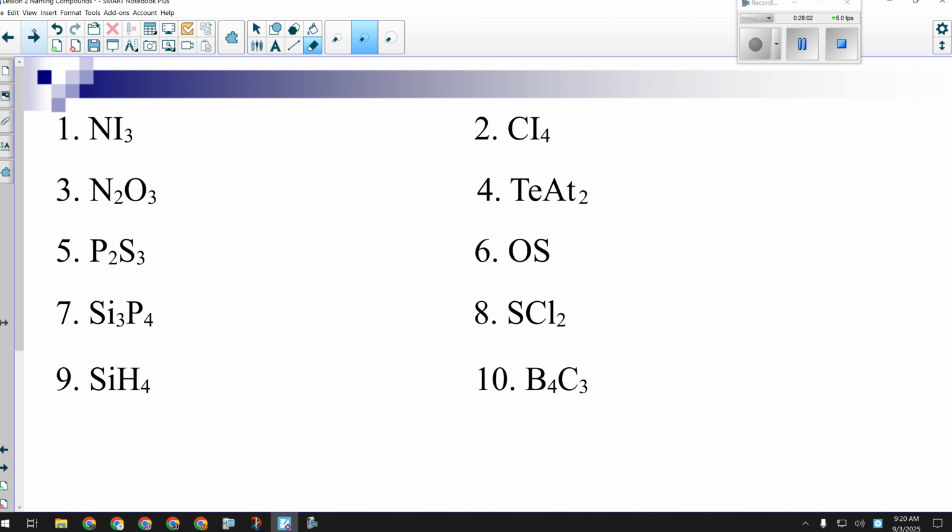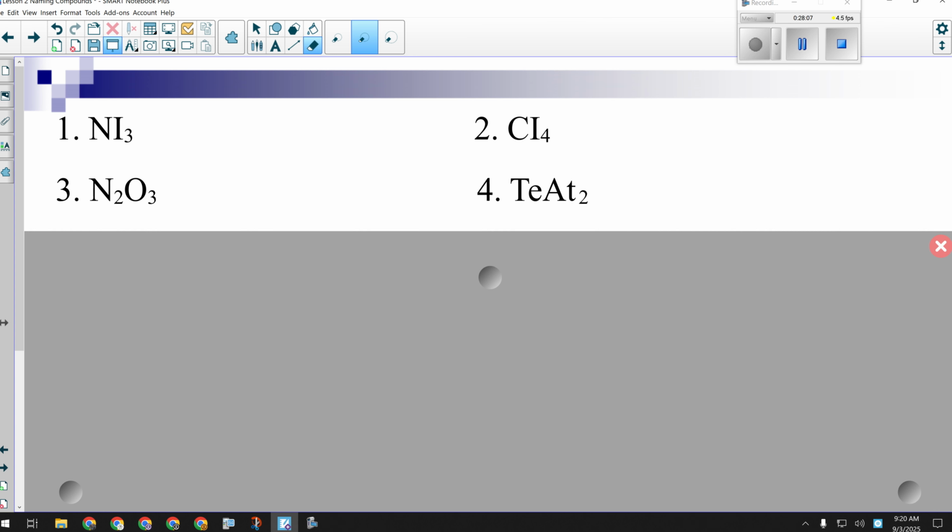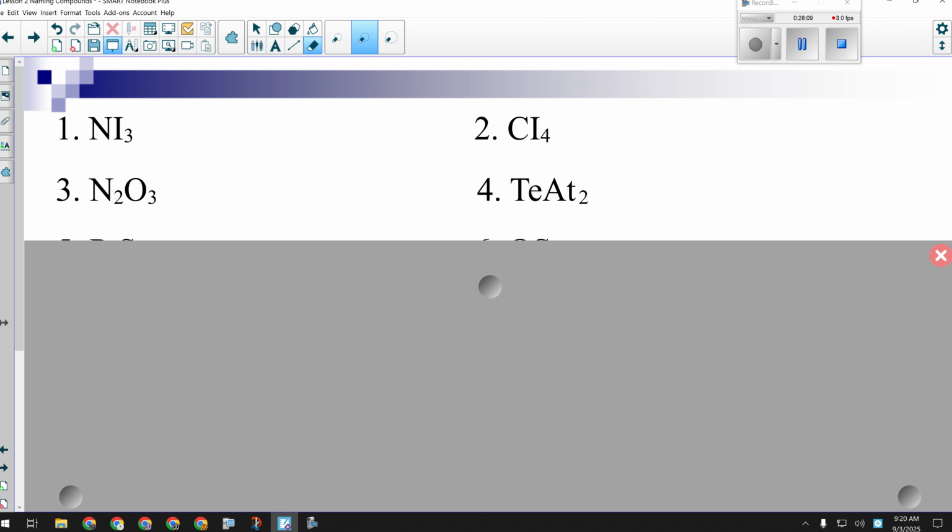Let's see what we remember from last year. I want you to write the names of those 4 molecular compounds. All right, let's have a look at these ones. For number 1, we have nitrogen and iodine. So what would we call this? Do I need a prefix on the nitrogen? No, there's only one. It's first. We don't put a prefix on that. So this is going to be nitrogen.